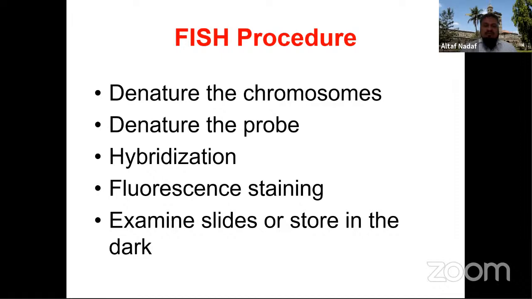Then your probe is also double-stranded, so you need to make it single-stranded as well. So again, you denature it and make it single-stranded. Then allow the single-stranded probe to hybridize with the single-stranded target nucleic acid or chromosomes. Then you can go for fluorescent staining, and you can examine the slides or store them in the dark.